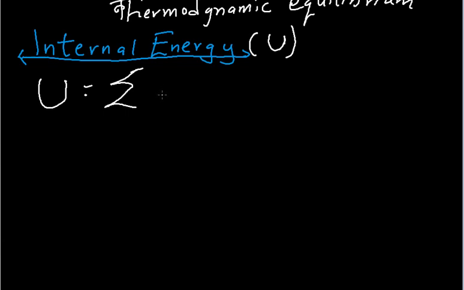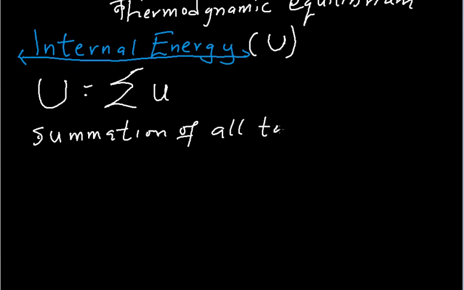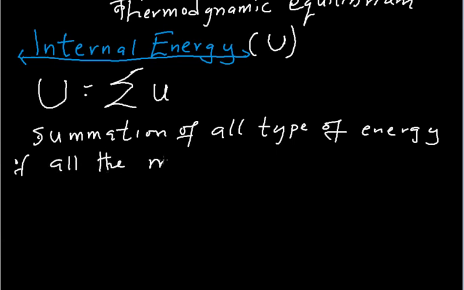Let me use the symbol small letter u. So the summation of all types of energy of all the molecules of the system.